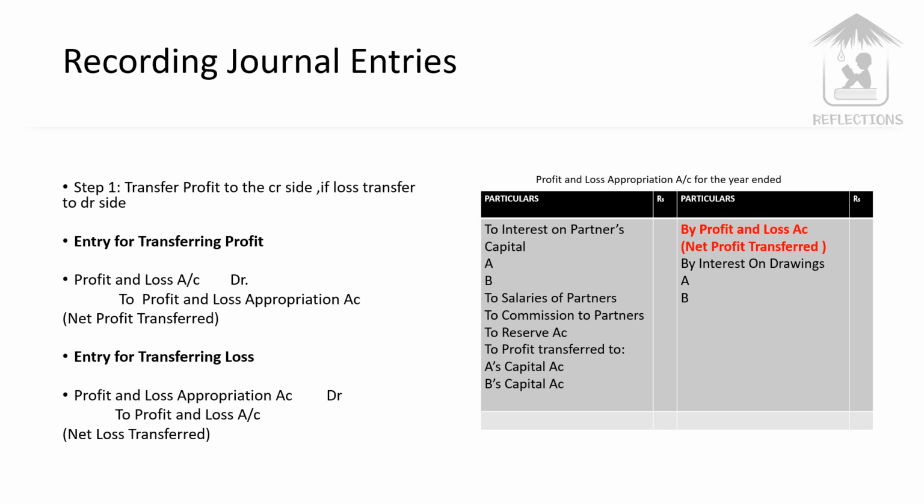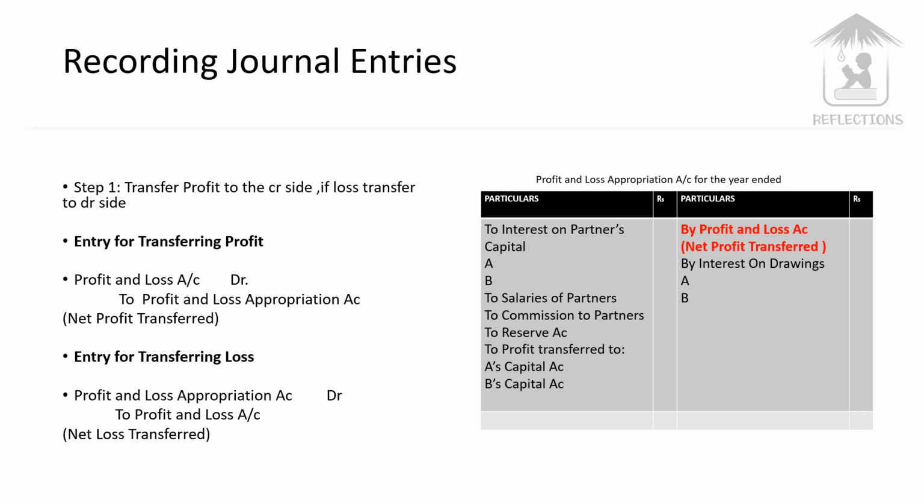The first one is to bring down the profit from the profit and loss account. So profit is a credit entry. So credit it in the profit and loss appropriation account. See, it's highlighted in the red color. Profit and loss appropriation account is credited by the profit from the profit and loss account. So what would be the entry? For transferring the profit, it would be profit and loss account debit to profit and loss appropriation account.